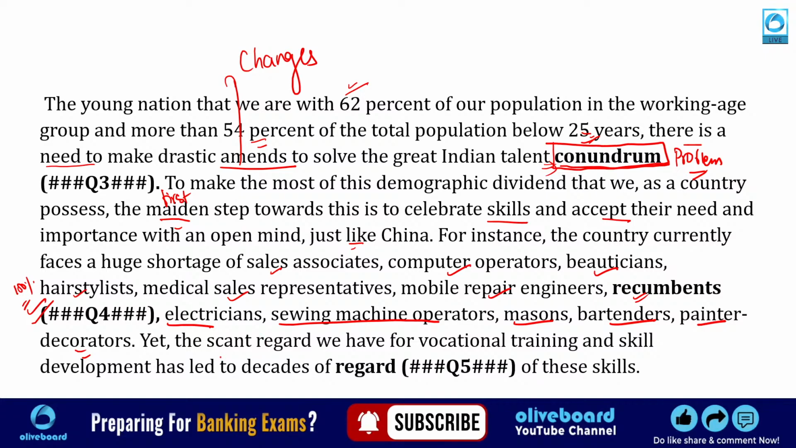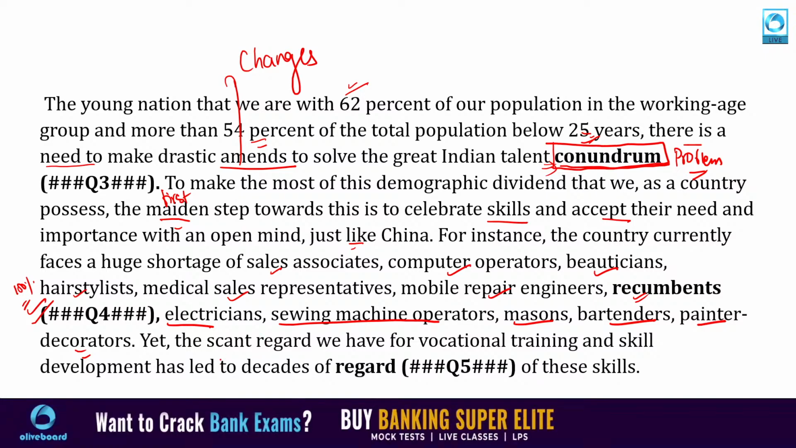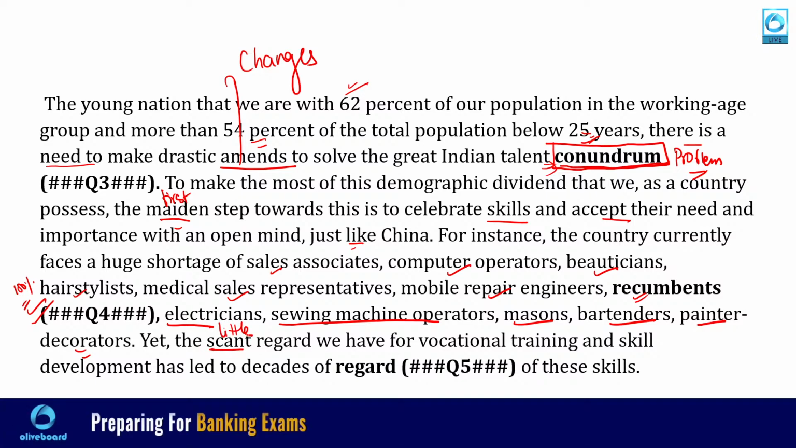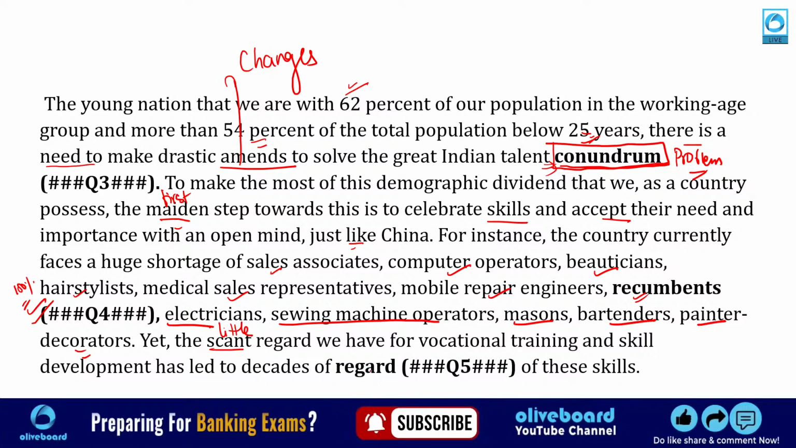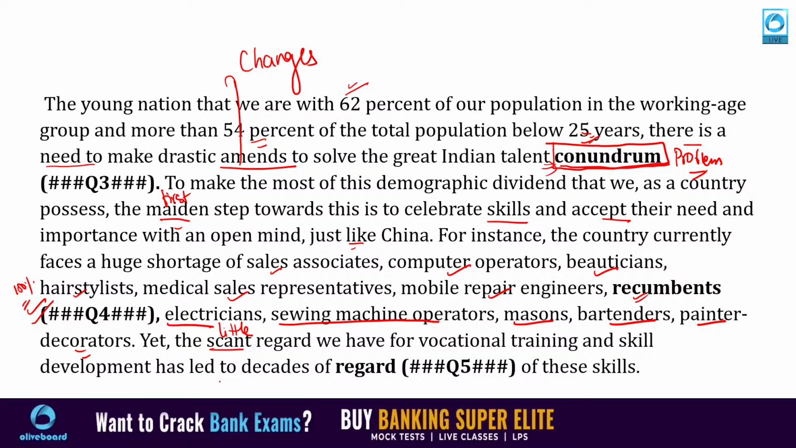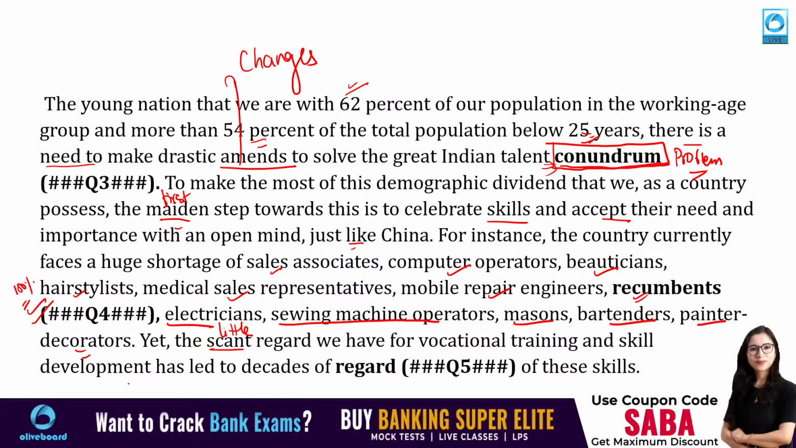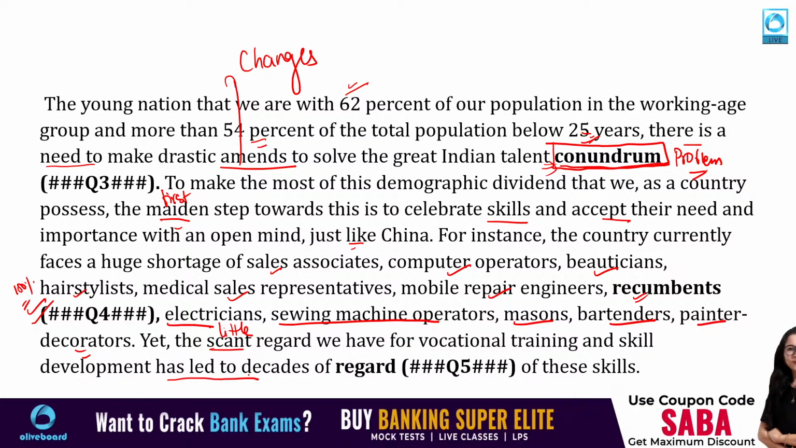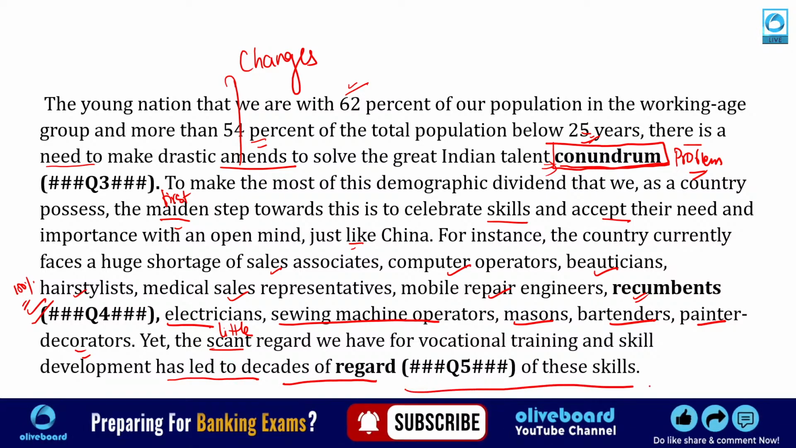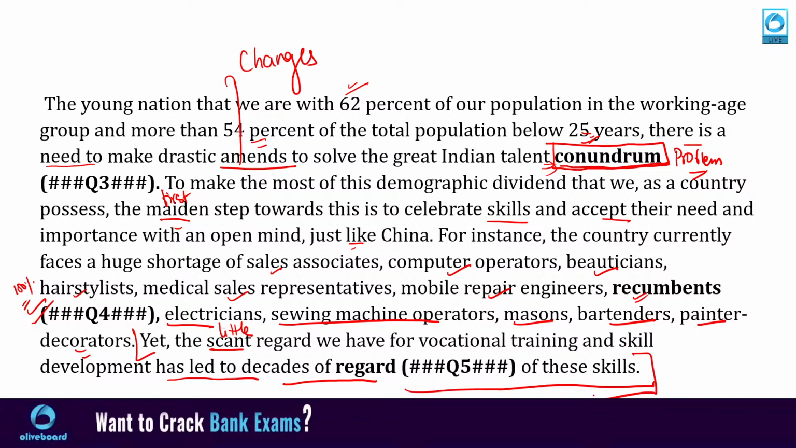No, listen. Yes, Christian, whatever you want to ask, please ask. Yet the scant regard. Scant means what? Little regard. Scant means little regard. We have for vocational training and skill development. The little regard, the little concern we have for vocational training and skill development, has led to, what was the result? This has led to decades of regard of these skills. Go through this sentence twice and check whether you need a positive word or negative word.